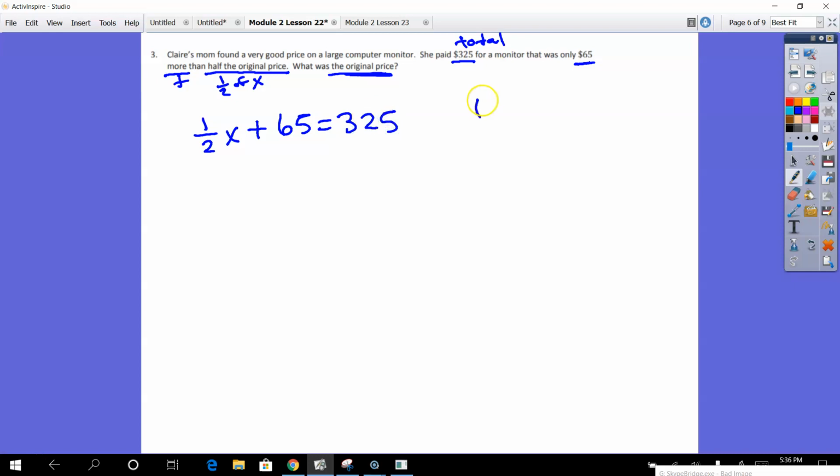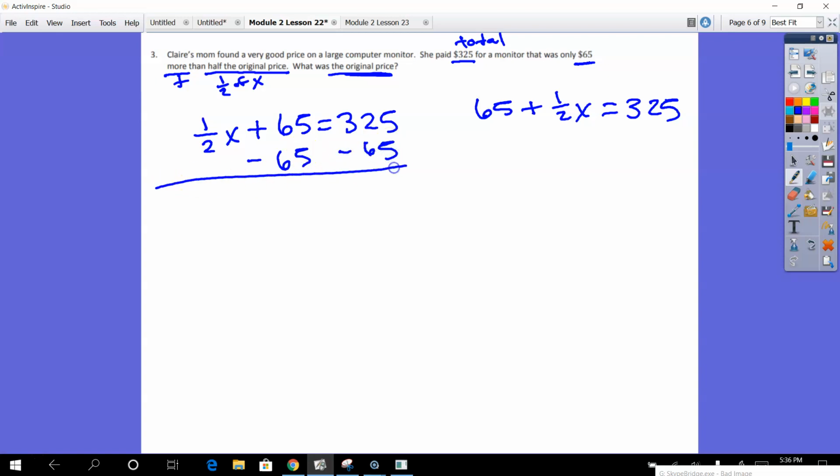It would have been okay if you did $65 more than half of the original equals $325. We can do both. In both ways, you're going to subtract 65 first. Okay, so let's do that both ways. You see, it doesn't really make a difference.